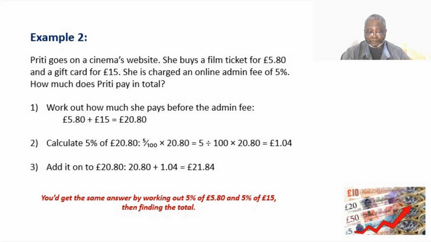It's important. You'd get the same answer by working out 5% of £5.80 and 5% of £15, then add them together. It's the same principle.